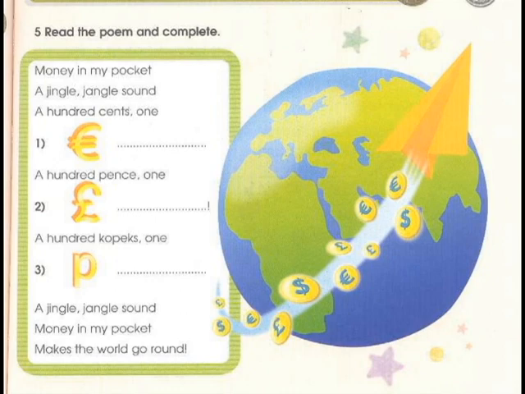Money in my pocket. A jingle jangle sound. 100 cents, 1 euro. 100 pence, 1 pound. 100 kopecks, 1 ruble. A jingle jangle sound. Money in my pocket makes the world go round.